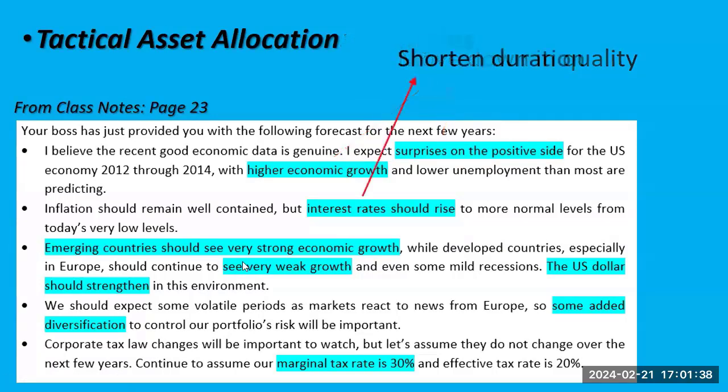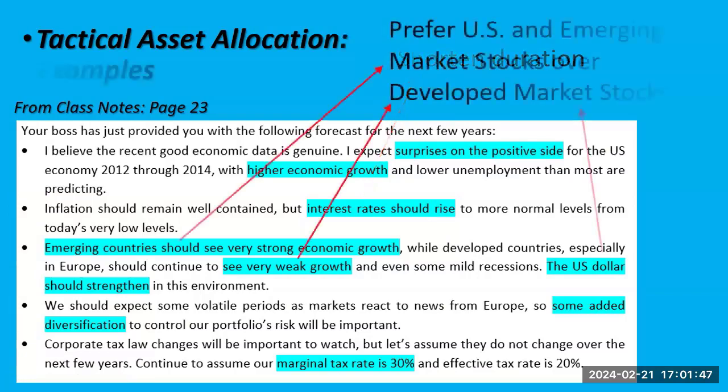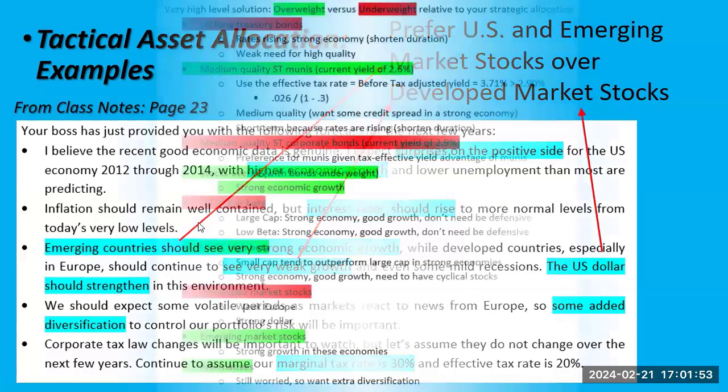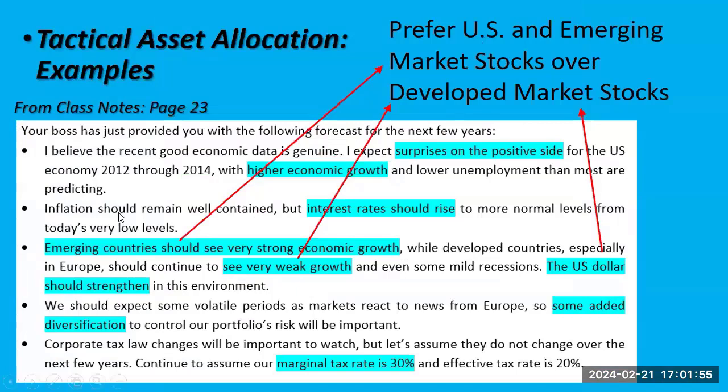You want to shorten duration because interest rates are going to rise. So that one's pretty straightforward, shorten duration. You prefer U.S. and emerging markets over developed market stocks. All right, so there's one simple example.